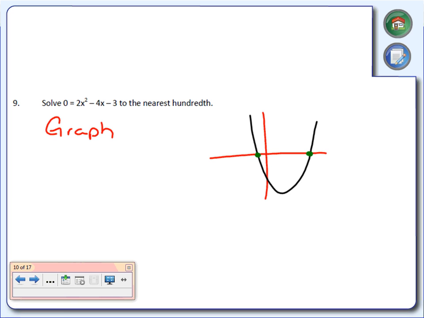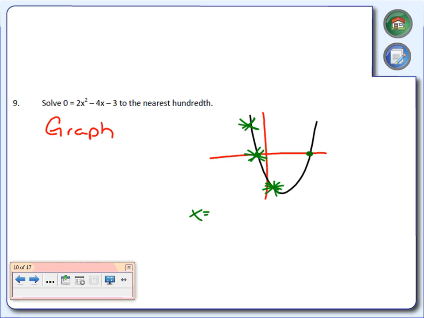Just like earlier, they're going to ask us to move to the left of the x-intercept, so make sure your cursor is somewhere in this area. Then they're going to ask you to move to the right, so move somewhere in this area right here. Then they're going to ask you to guess, so put your cursor as close to that x-intercept as possible. And then hit enter. And you're going to get a decimal.